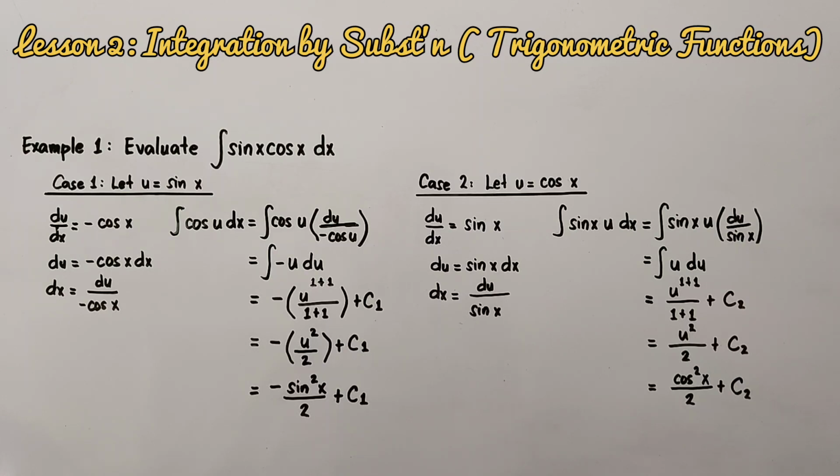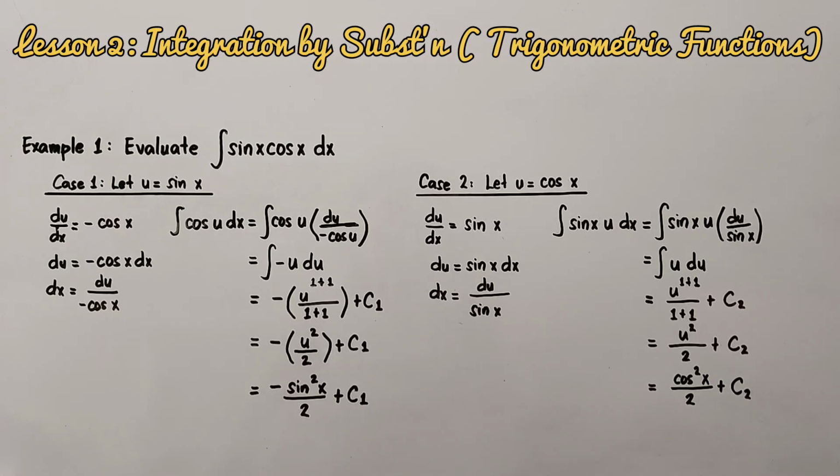The integral of sine x u dx is equal to the integral of sine x u du over sine x. We cancel out sine x, so we have the integral of u du. It becomes u power 1 plus 1 over 1 plus 1 plus c sub 2, and that is equal to u squared over 2 plus c sub 2. U equals cos x. That becomes cos squared x over 2 plus c sub 2.